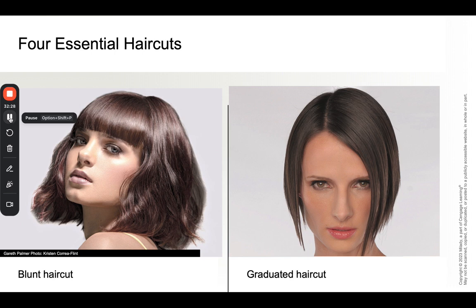The blunt cut is also referred to as a zero elevation cut or a no elevation cut because it has no elevation or over direction. It is a cut with a stationary guide. Blunt cuts are great for finer and thinner hair types because all hair is cut to one length, therefore making it appear thicker. Next, we have a graduated cut.